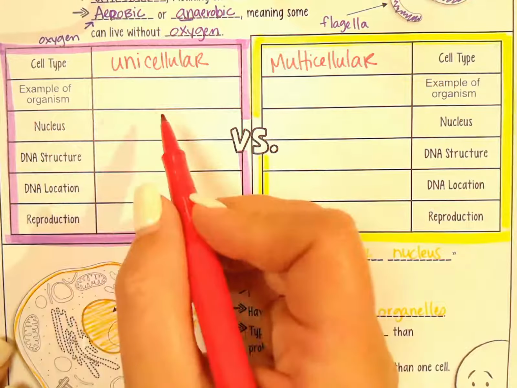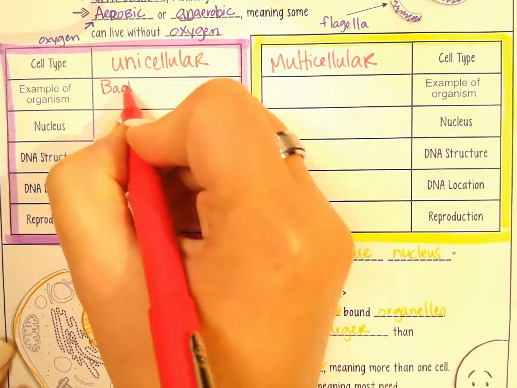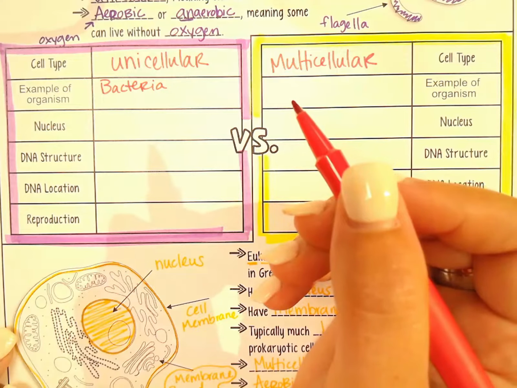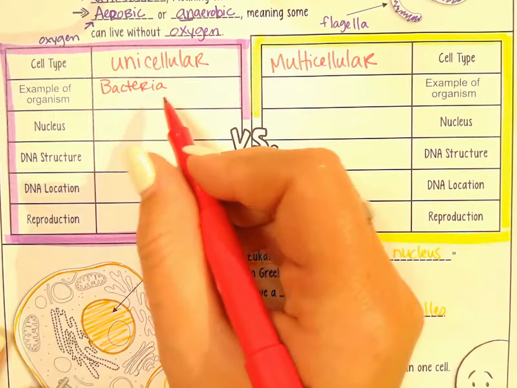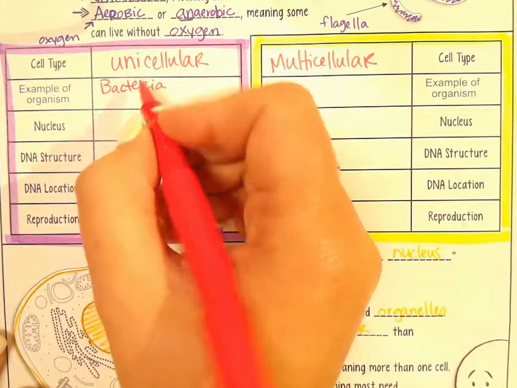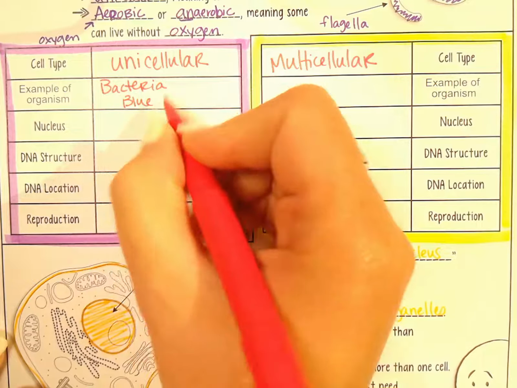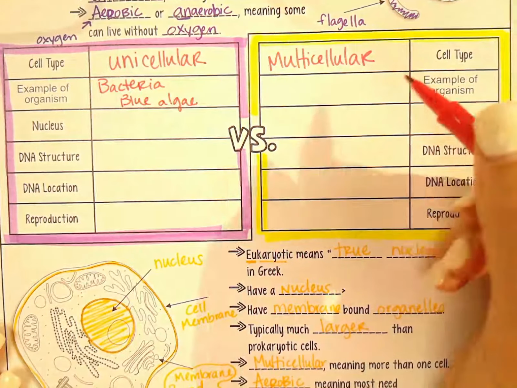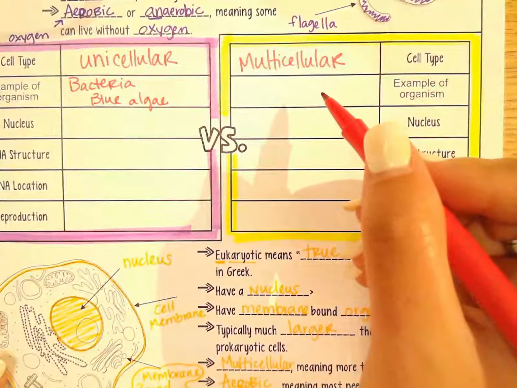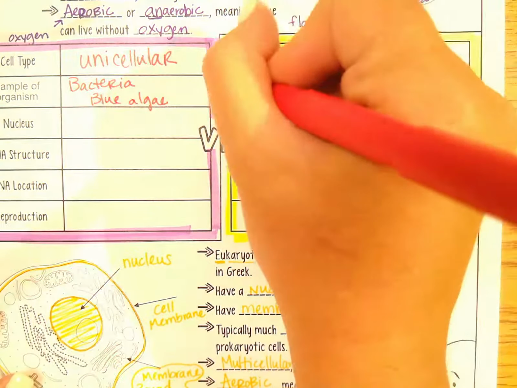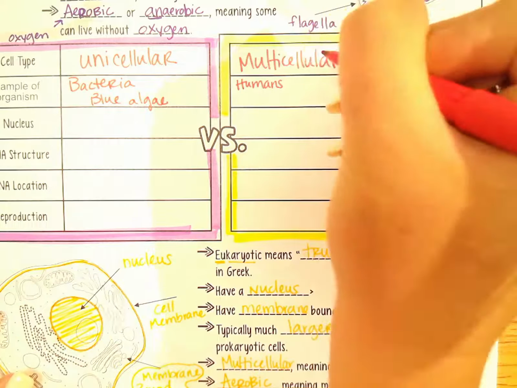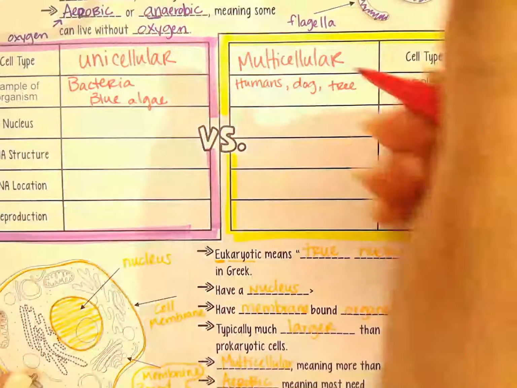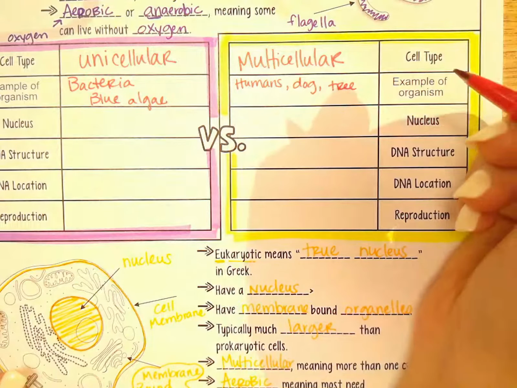Since we're talking about examples, let's give a few examples of prokaryotic cells. Most of them are bacteria, like E. coli, staph, strep. Those are all bacteria that are prokaryotic cells. Blue algae is another example. Okay. Now, eukaryotic cells are what you are made of. So humans, maybe your dog, a tree, right? All kinds of things. Plants and animals are all eukaryotic organisms.